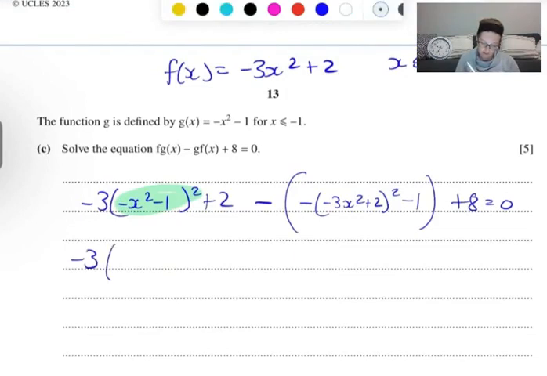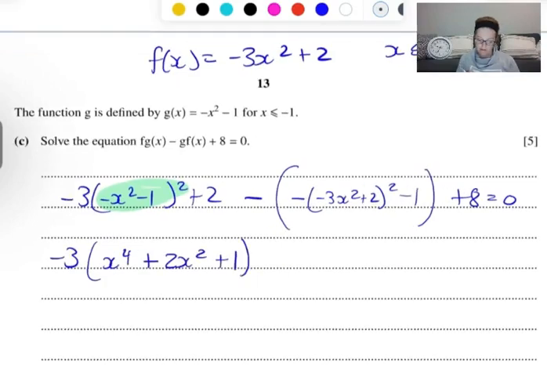Okay, so minus x squared is x to the power of 4, minus times a minus is a plus 2x squared plus 1. Okay, and that whole thing is going to then be plus 2.